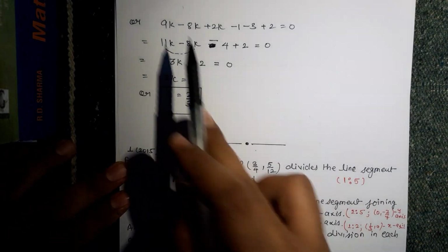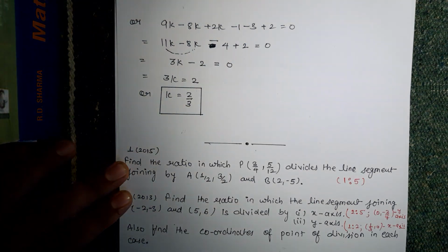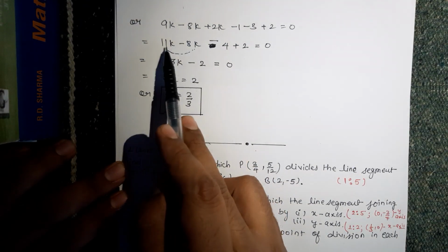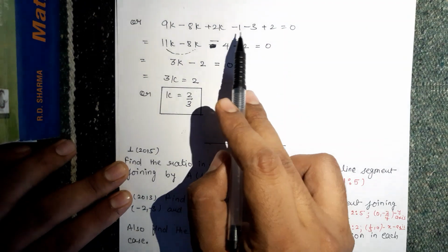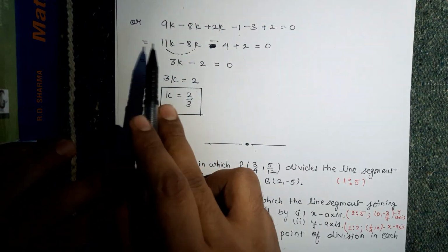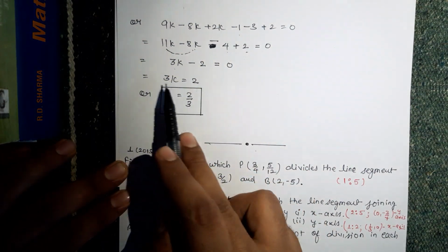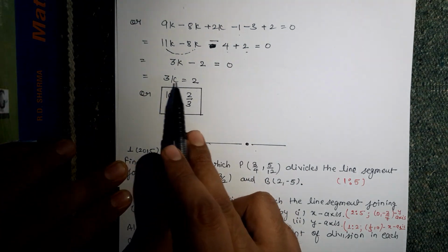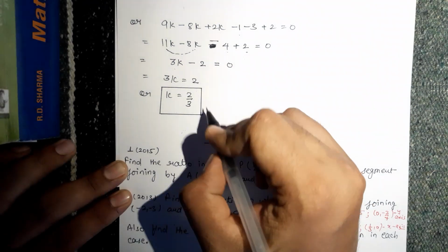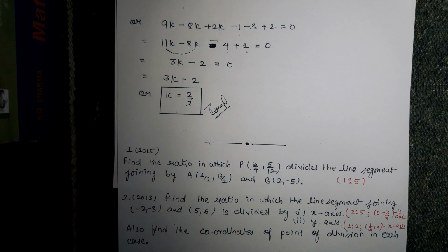Fine. Here it is 9k minus 8k plus 2k minus 1 minus 3 plus 2 equal to 0. Since 9k and 2k are both positive, adding them we get 11k, then minus 8k. Minus 1 and minus 3 are both negative, adding them we get minus 4, plus 2 equal to 0. 11k minus 8k is 3k, minus 4 plus 2 is minus 2. So by transferring minus 2 to the other side, we get 3k equals 2, or k equals 2 by 3. So like this we find the result k equals 2 by 3.